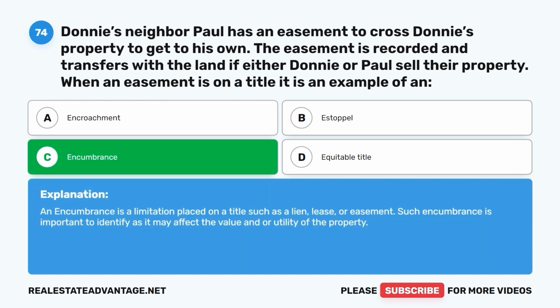Encumbrance. An encumbrance is a limitation placed on a title such as a lien, lease, or easement. Such encumbrance is important to identify as it may affect the value and/or utility of the property.